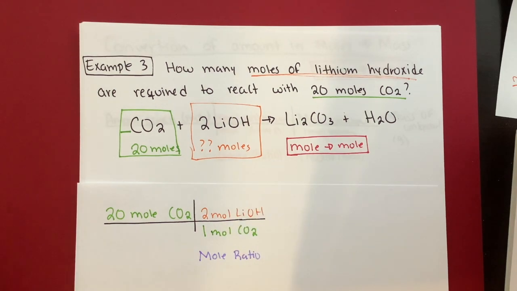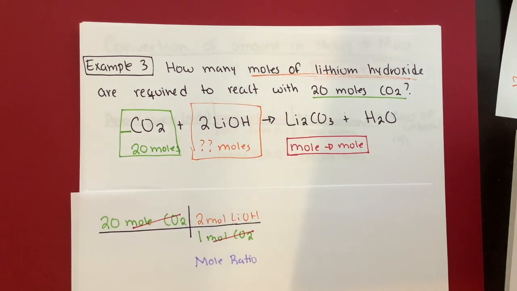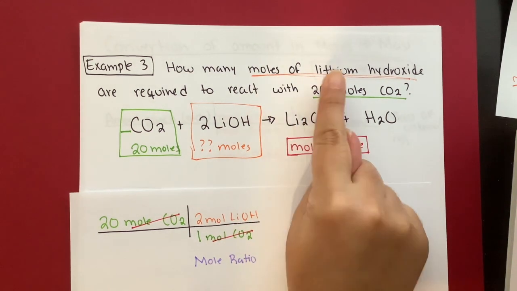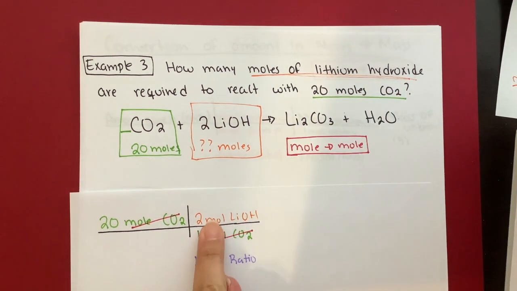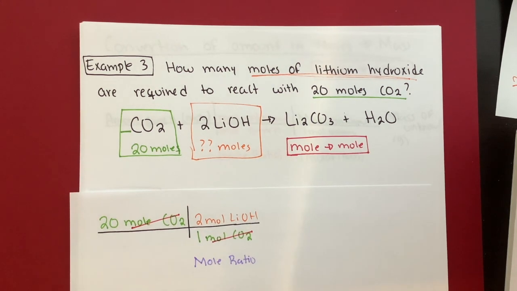The reason that we wrote moles of carbon dioxide in the bottom is so that, remember, they cancel each other out. And now, am I done? Let me see. The question is asking me for moles of lithium hydroxide. Right now, the only unit that's not crossed out is moles of lithium hydroxide. So yes, I am done.